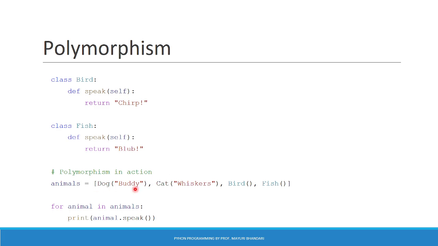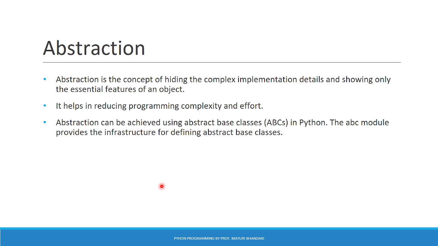Okay, so dog with some name, we have created an instance. From our earlier dog class, we have used that instance here. Again we have used a class instance, then we have created a bird instance and a fish instance. Okay, we'll try this, then you will understand.